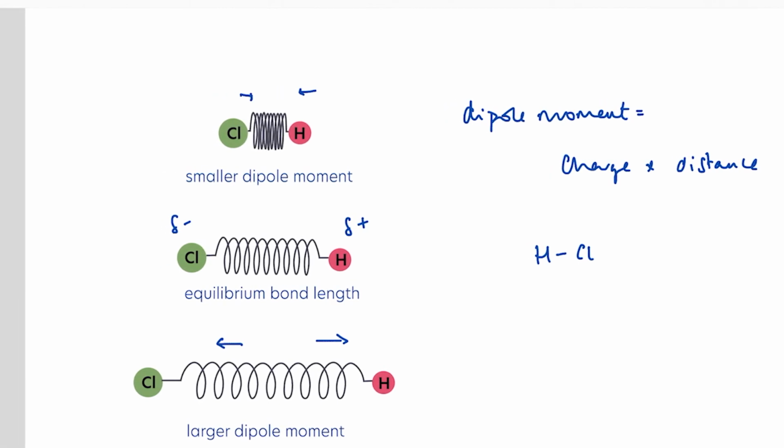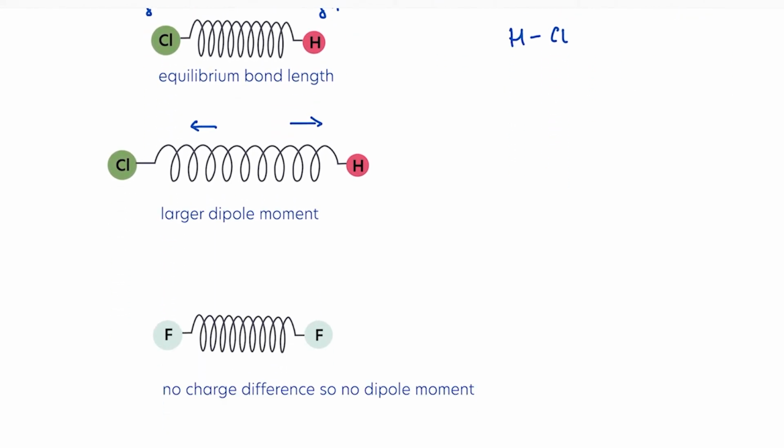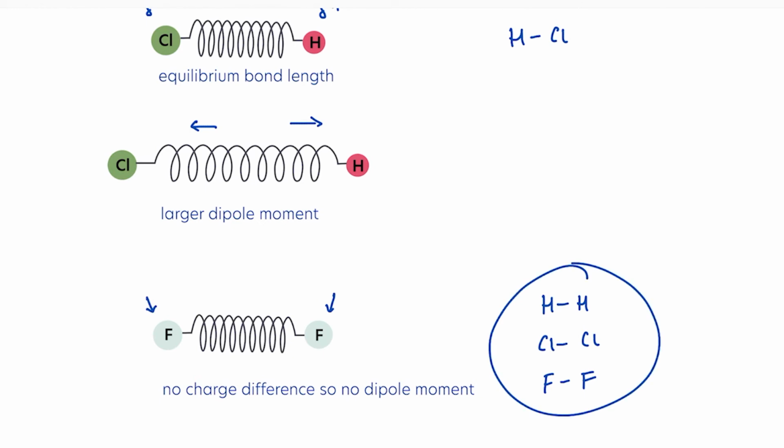However, there are some molecules, homonuclear diatomics, so we are talking about diatomic molecules where both atoms in the molecule are the same. Because they have the same electronegativity, there's no charge difference between the two atoms, we're not going to see any change in dipole moment, and so we're not going to see a peak on the spectrum for these types of bonds.